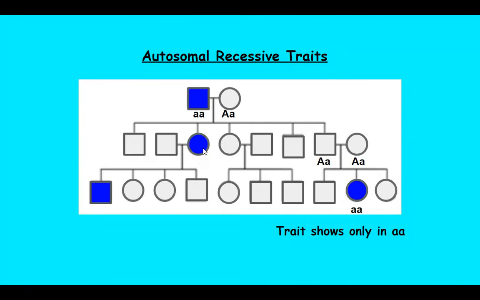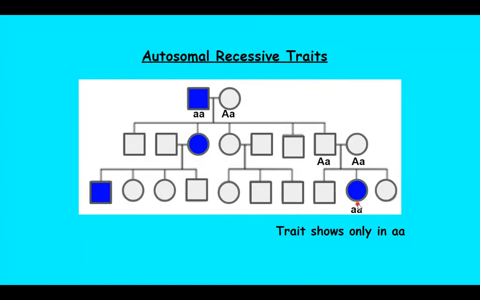So this is a case of an autosomal recessive trait. Now, an autosome, just to back up and make sure you know what that means, is a chromosome that's not a sex chromosome. There are two types of chromosomes: autosomes and sex chromosomes. An autosome is simply a normal chromosome that's not a sex chromosome.